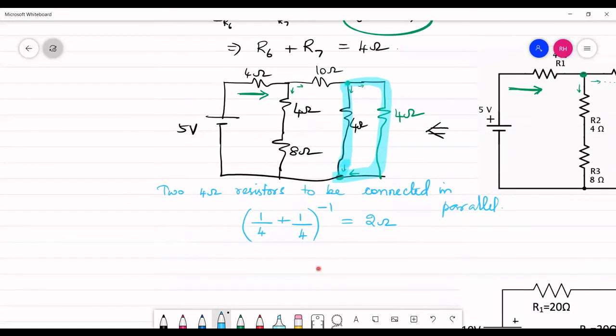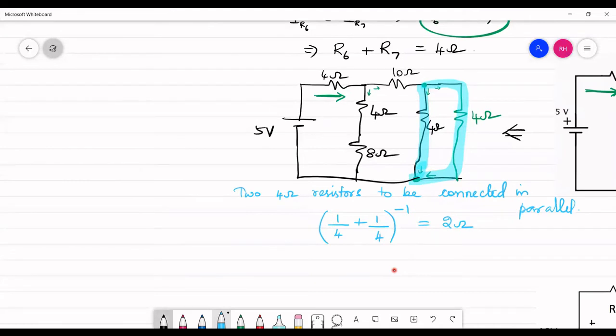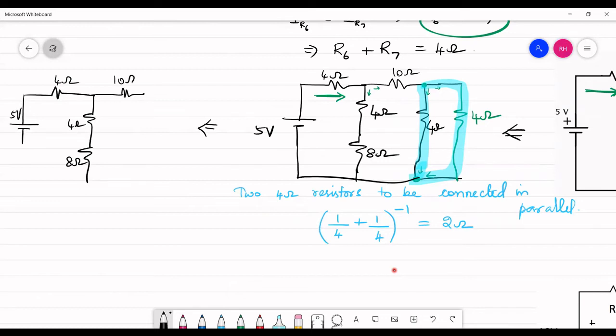So now let me redraw this circuit. Okay, so I have a 5 volt, 4 ohm. Here I have a 4 ohm. And this is the portion that I have already simplified, right? So here I have the effective resistance which I have calculated, which is 2 ohm.